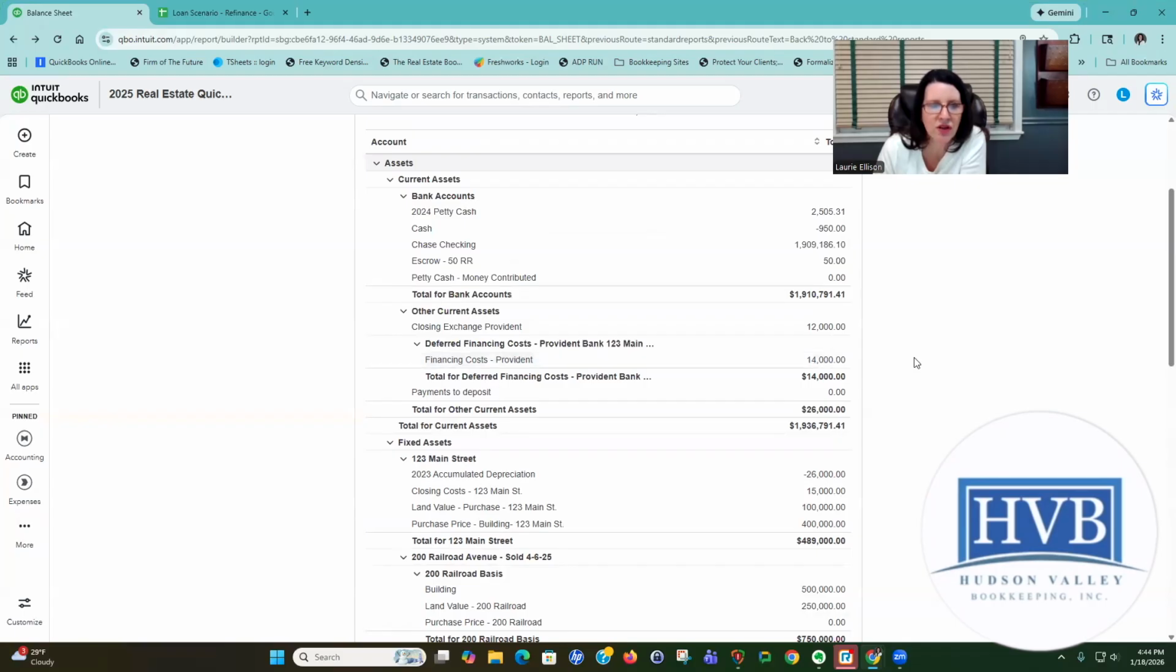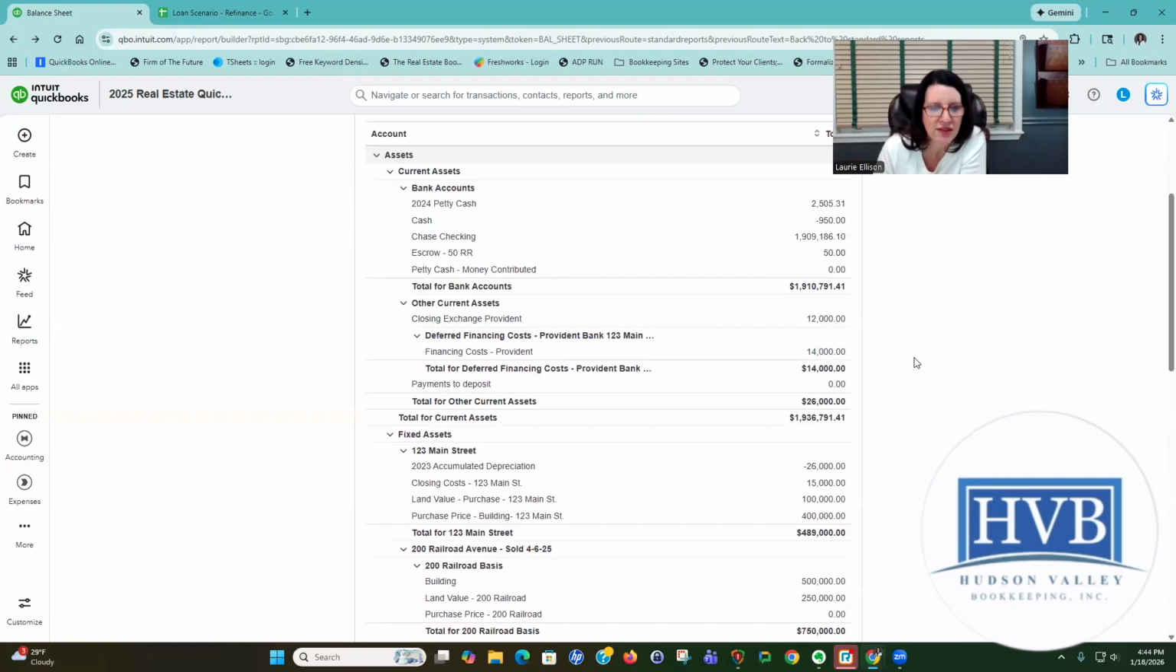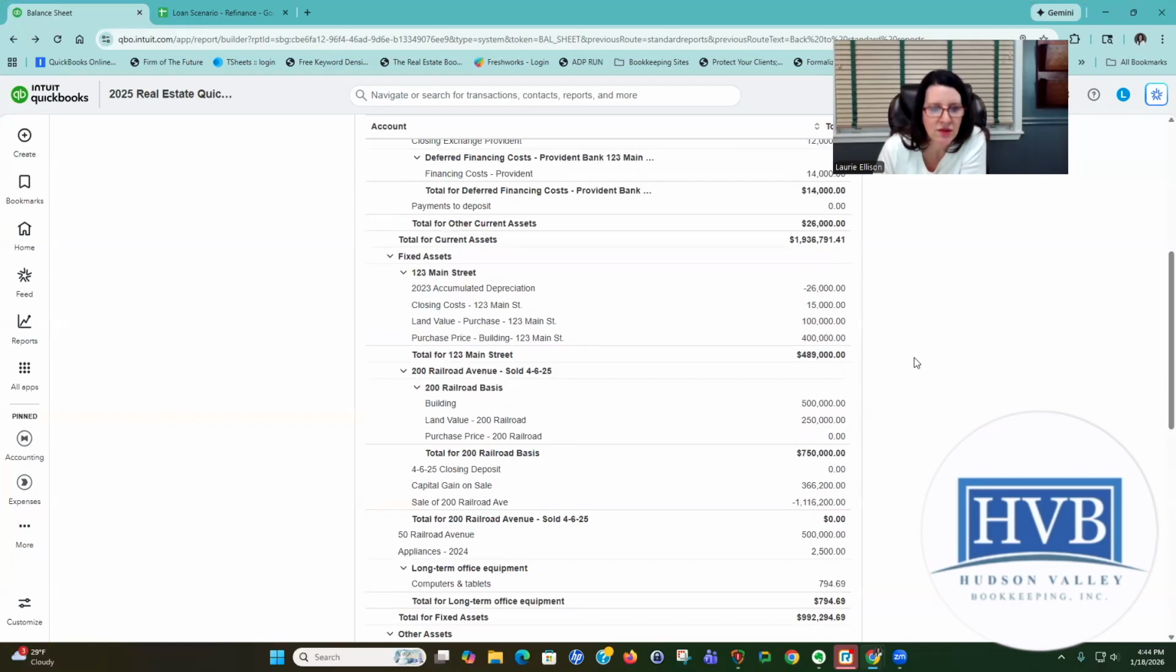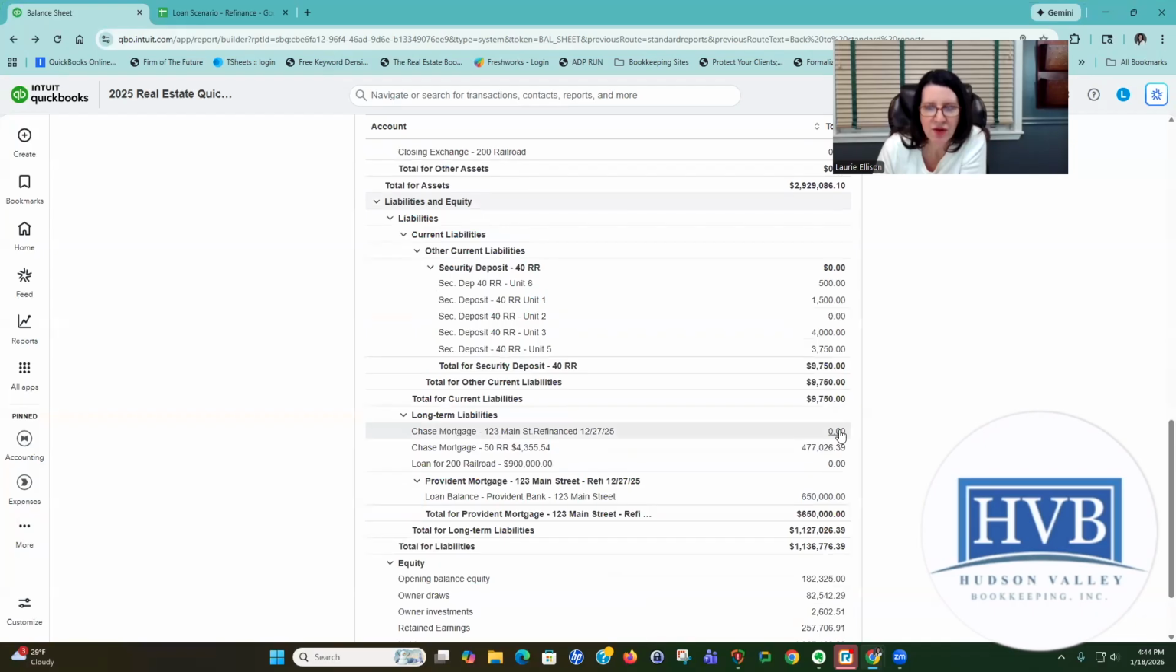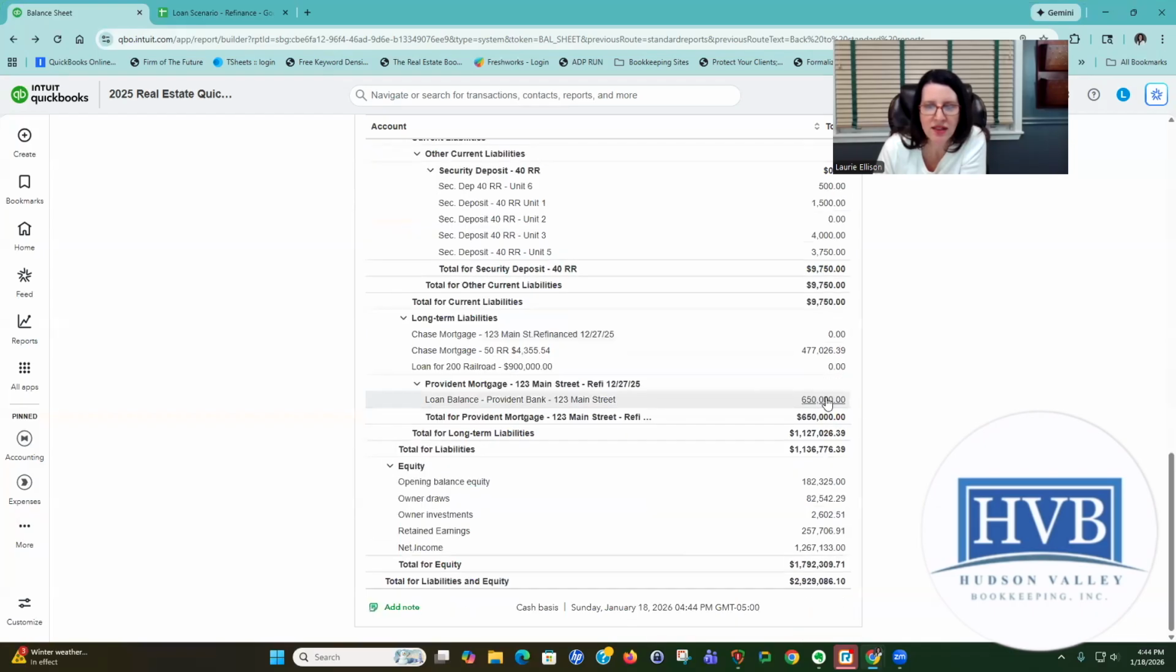Now let's go check the loan for Chase. My loan went to zero, so that's correct. And my new loan balance is 650,000. So now we've got to figure out what went wrong. This happens all the time. This is why we do that exchange account, because it can't be forced.